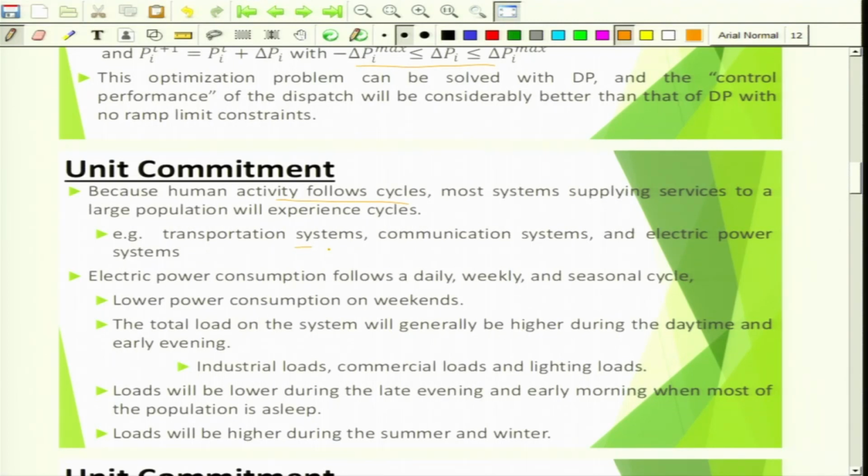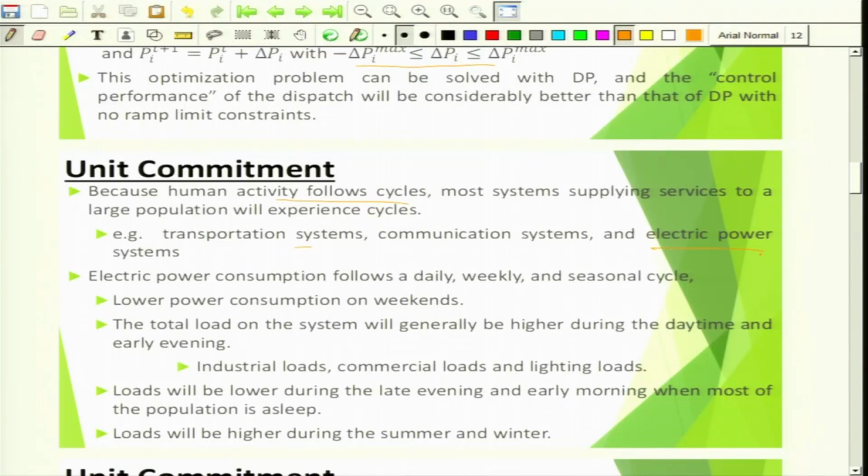Even communication systems follow specific times. Let us say you have to submit an online application, like the GATE examination, through a portal. During the last time of submission, the system will hang and you will not be able to submit because of too much overcrowding towards the last moment of the submission. And similarly, electric power systems also follow certain patterns.